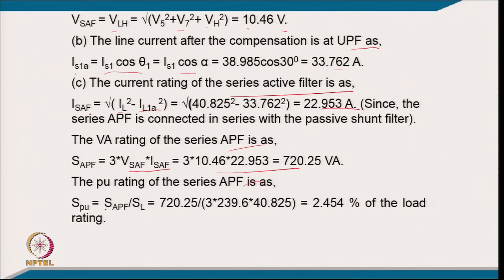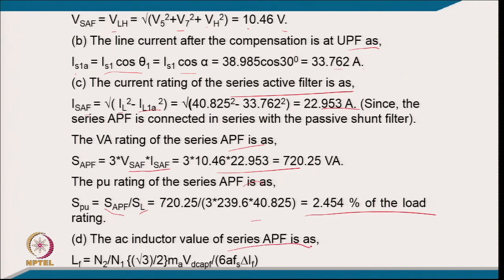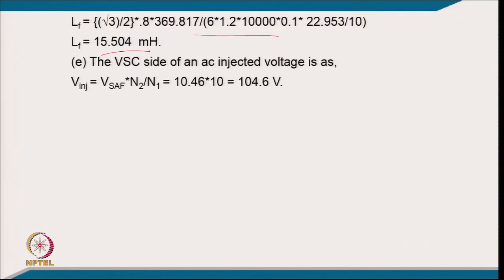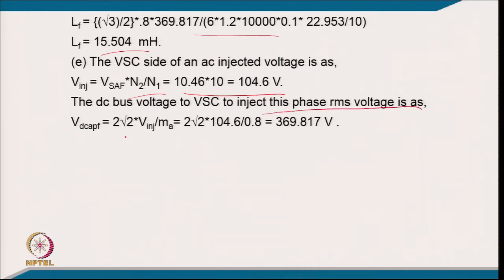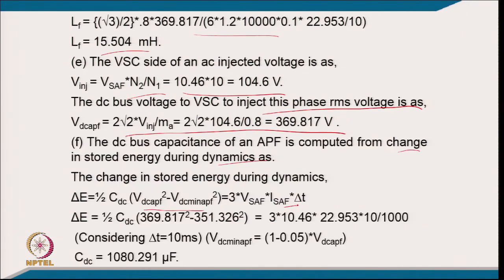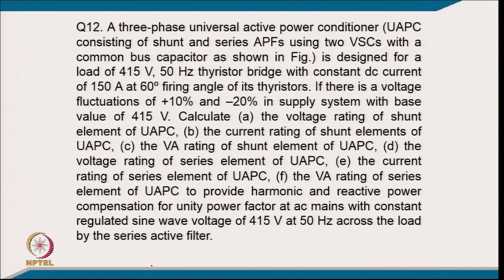And the per unit of series active filter, that is the VA rating of series active filter to load VA rating, comes 2.45% of the load rating, and the AC inductor value of the active filter from this turns ratio, putting the value, comes typically 15.504 millihenry, and the VSC side of AC injected voltage, typically from turns ratio, comes 104.6 on the inverter side, and the DC bus voltage for generating this voltage comes 369.817, and the DC bus capacitor of the APF is computed with a minimum of 5% reduction, so it comes 1080.291 microfarad.